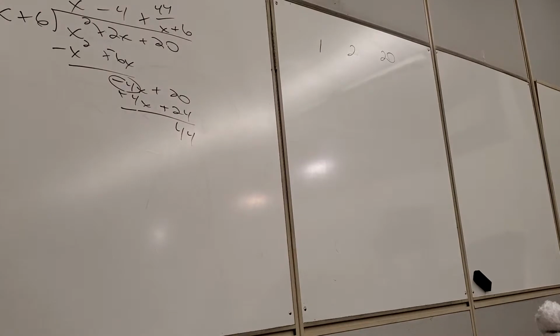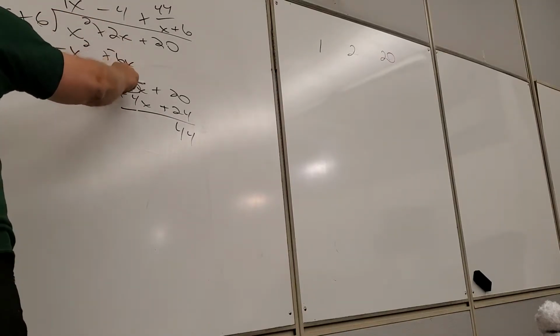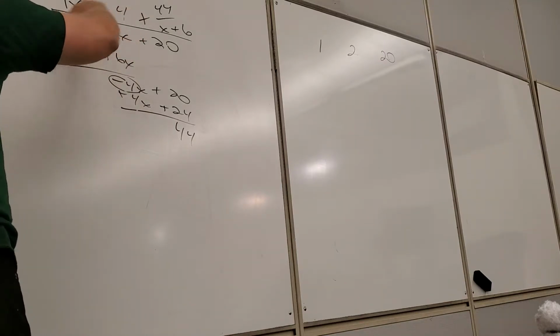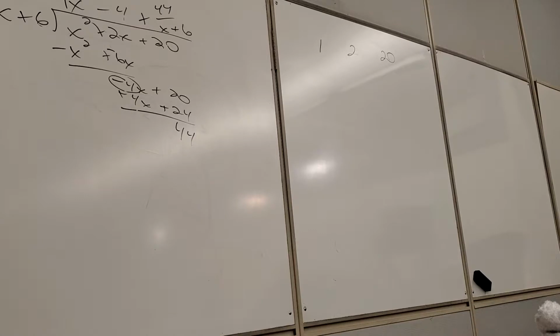Another thing is I have to keep remembering to change the sign. For example, 1 times 6 was 6, but then it became negative 6. Negative 4 times 6 was negative 24, and then it became positive 24. So the process says, why not just change the sign once in the first place?